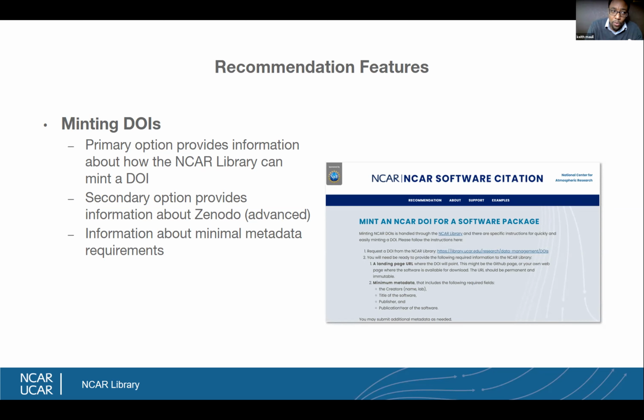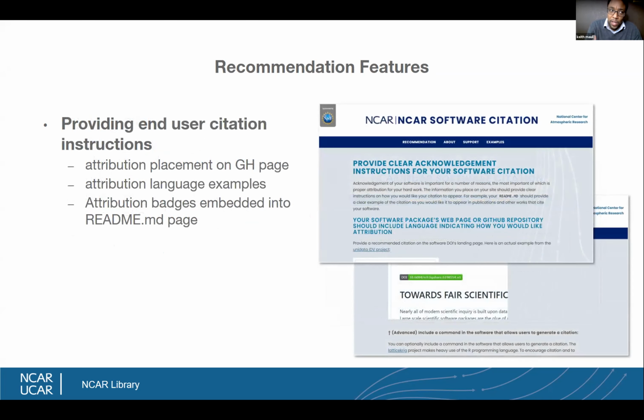So part of our recommendation on minting a DOI was that, if you don't want to mint a DOI directly through the NCAR library, which we can set you up with directly, you could mint a DOI through Zenodo, which is more of an automated process. We also let folks know what they needed in terms of minimum metadata. We didn't have a high bar for metadata at all, but a bar nonetheless. I mean, I say it wasn't high, not to say that it was trivial, but there is minimum metadata that is required.